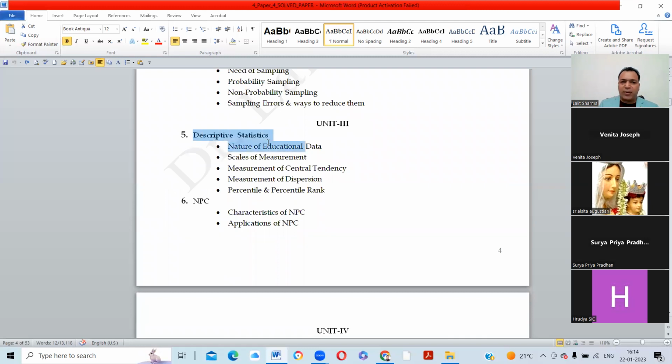You can see chapter 5, descriptive statistics, or otherwise in chapter 6, characteristics and applications of NPC. So I will suggest that for long questions, you clear your concept regarding NPC. What is NPC, characteristics of NPC, features of NPC, practical applications of NPC, uses of NPC, you can cover the whole thing. And for short questions, you can go for the fifth part.